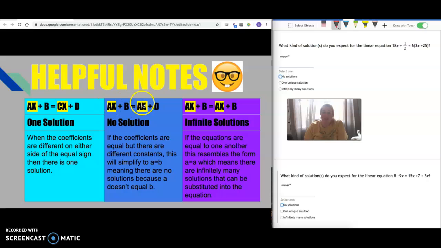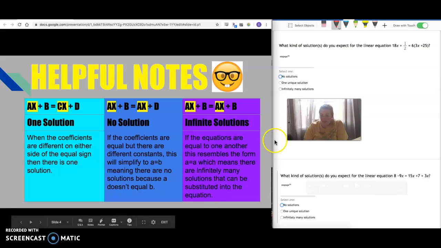When you simplify it down, you have ax plus b equals ax plus d. So the coefficients are the same, but the constants are different. That's giving you a equals b, which has no solution because a and b are never going to be equal, and in this case b and d are never going to be equal. Then when you simplify down, you have ax plus b equals ax plus b, same thing on both sides. That gives you infinite solutions. So when the coefficients and the constants are the same, then you're getting infinite solutions.